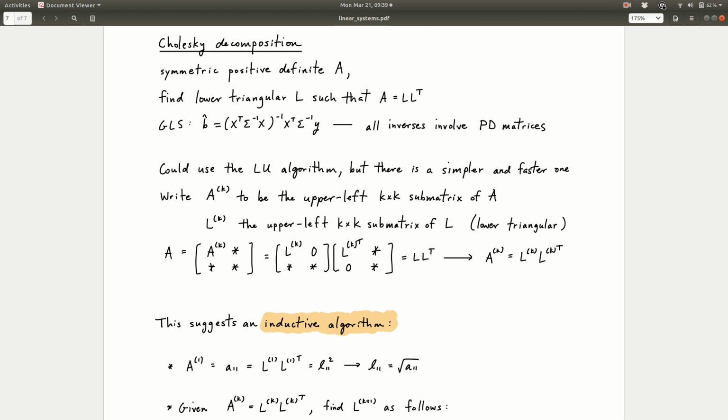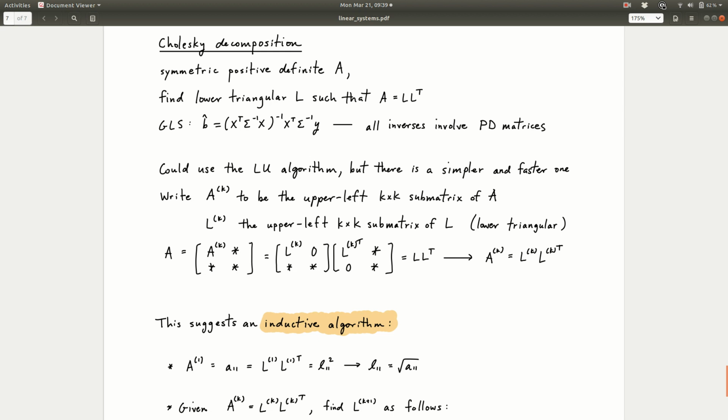This just means the upper left K by K submatrix of A. So if I were to write out the matrix A in block form, it would look like this. The upper left corner, K by K corner, would be A super K. And then there would be extra stuff, so I'm just representing extra stuff with these stars.